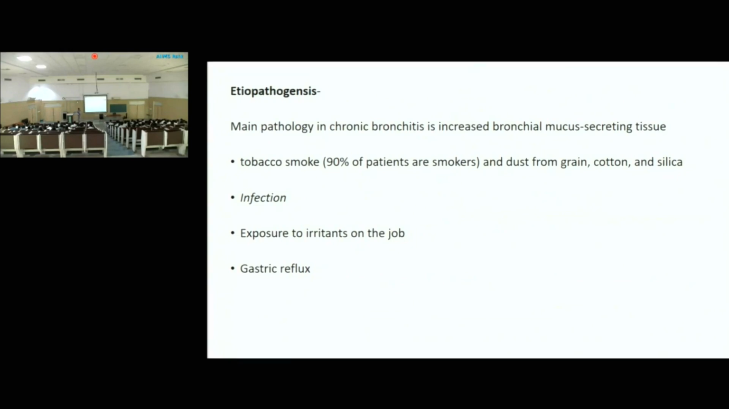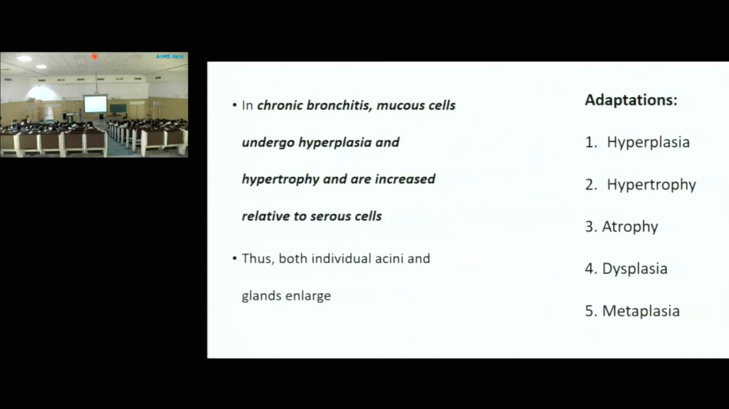As I told you, the most common etiological factor that leads to chronic bronchitis, COPD, is tobacco smoke, over 90%, followed by infection, followed by exposure to irritants that lead to irritation of the respiratory tract, and gastric reflux. So whenever this irritation occurs, what will happen? Chronic smoking, air pollution, what will they cause, right?